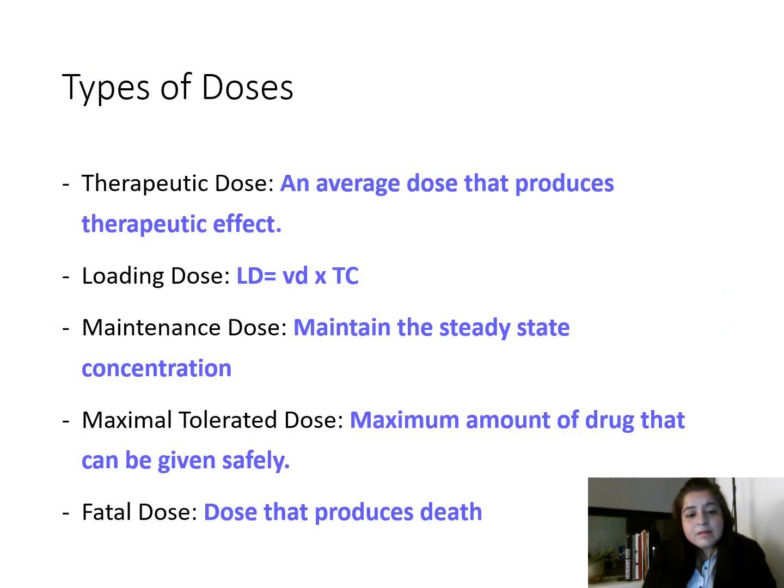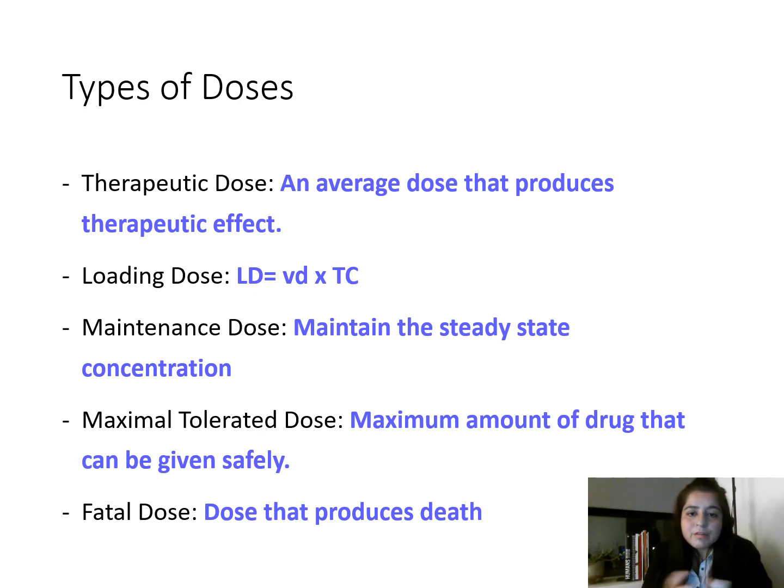Now we will be studying the types of doses. We have understood what pharmacology is, and we have understood what types of dosage forms are available and in what forms a drug can be introduced into the body. Now there is another term, the dose. So what is a dose? Actually, a dose is an amount of a drug, in simple words.